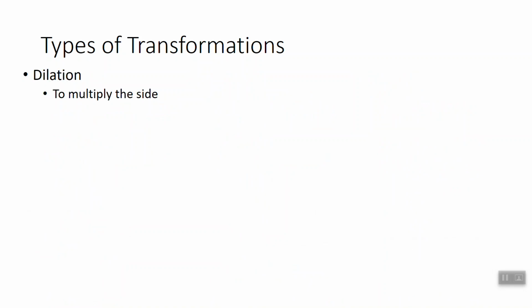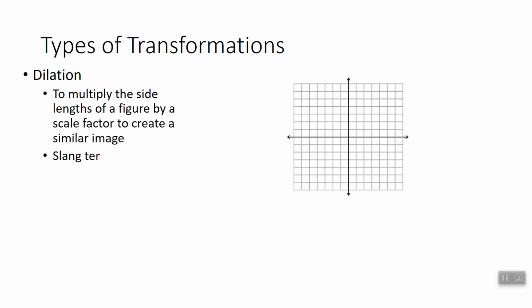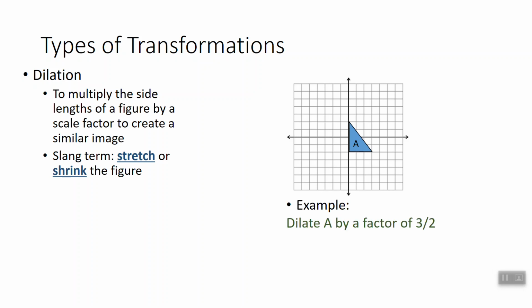The last type of transformation you might see is called a dilation. A dilation is to multiply the side lengths of a figure by a scale factor to create a similar image. You might hear us call it stretching or shrinking the figure. So for example, if you're given a pre-image A, and we want to dilate A by a factor of 3/2.